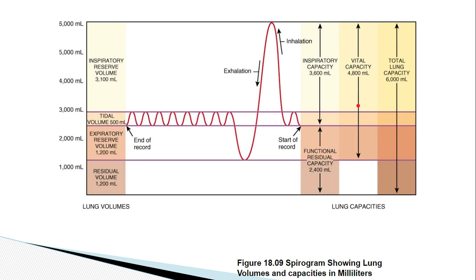All right, and so this is a graph. This is called a spirogram, and this is showing you basically how breathing works. You have a certain amount of volume inside of your lungs. Normally when you're just naturally breathing, sitting there, you take a little tiny breath and a little tiny exhale, a little tiny breath and exhale. This is called your tidal volume. So this is your regular breathing.